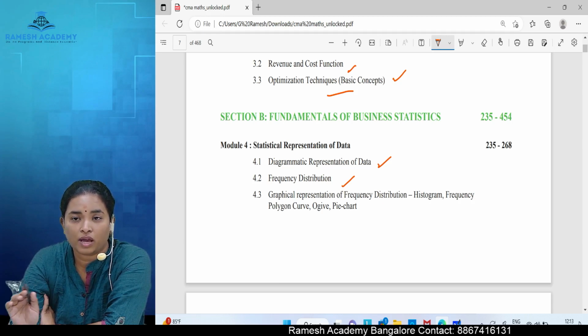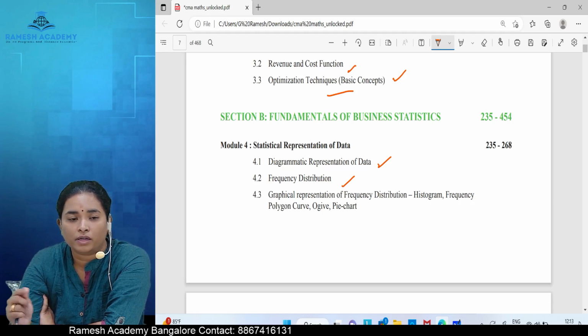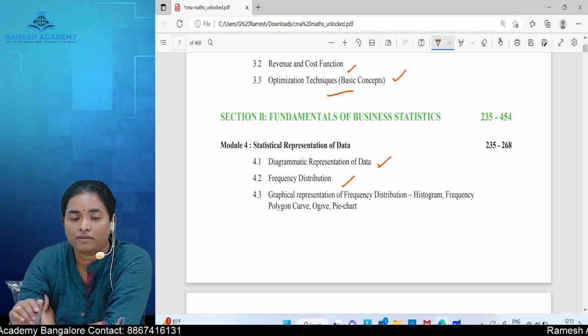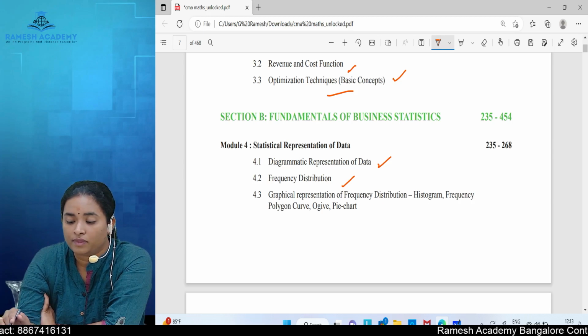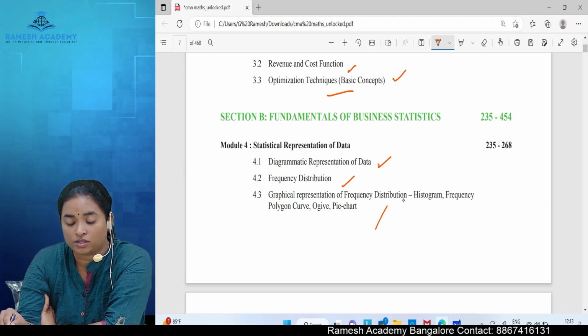So suppose you have data of some social networking or something, and you want to know how frequently a particular word is used, and so on. So that is a real-time example, and you will have the graph representations and you have to tell the frequency distributions. Next we have graphical representations of frequency distribution.